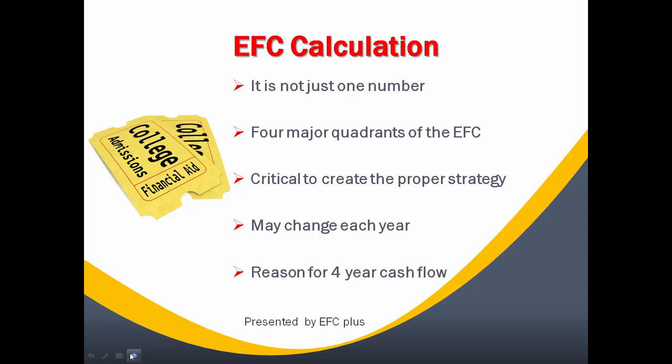So one of the big factors is number of children in school. That's why we do a 4-year cash flow. If you have a change in your financial position, you need to go back to the schools and explain that to them, especially if it happens after your tax year is completed.